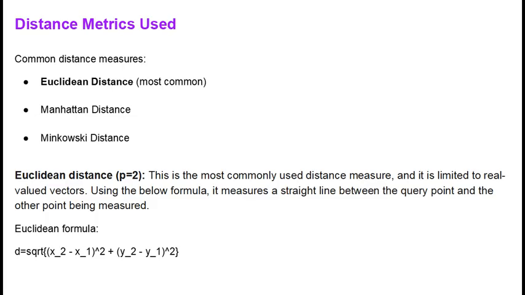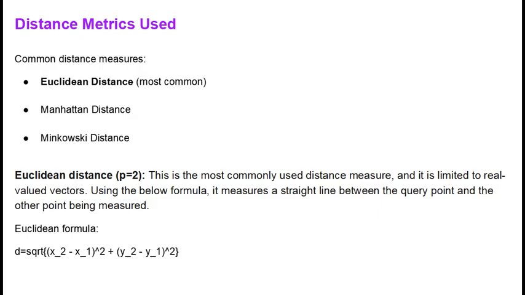The formula to find the distance between 2 points is the distance d, which is equal to square root of (x2 minus x1) whole square plus (y2 minus y1) whole square.